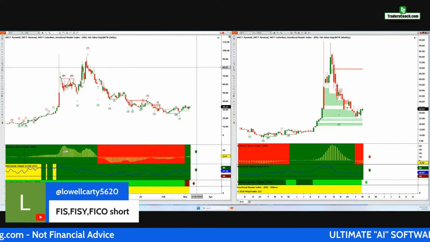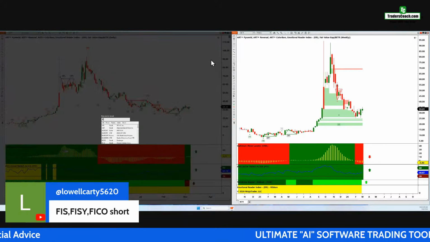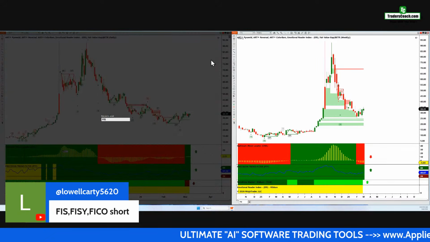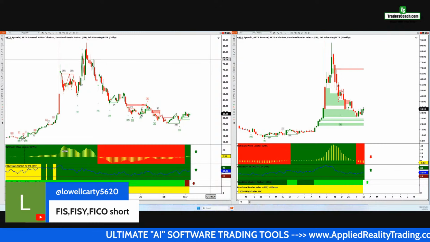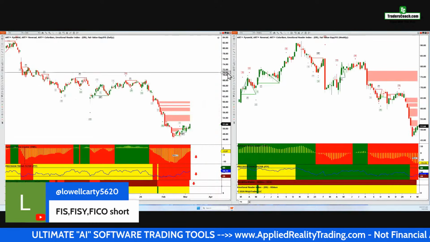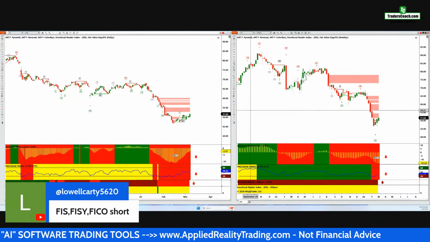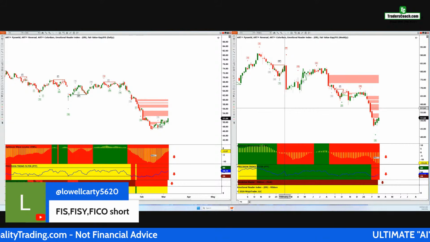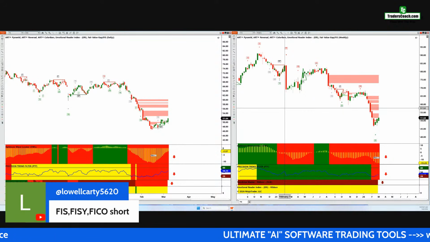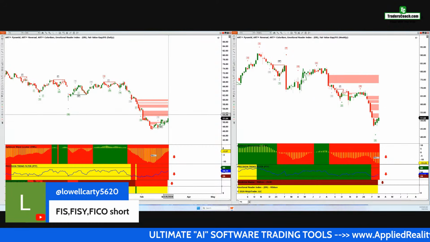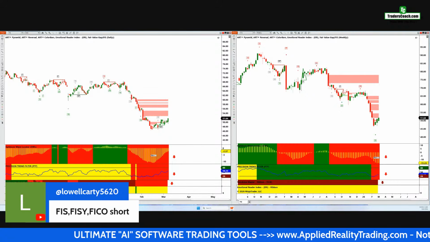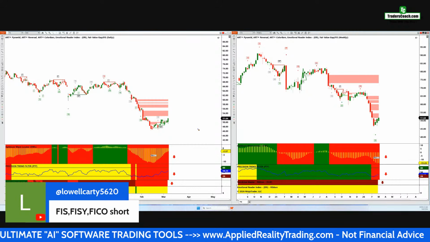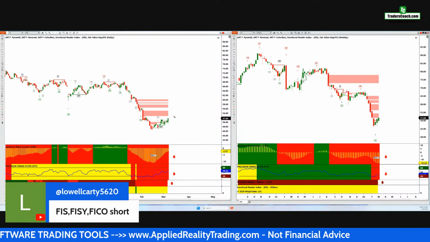All right, so let's see what we got. FIS. Okay, so let's check out FIS here. Red PTF. So you're looking for a short here. We'll probably get up into this fair value gap here. Let's see how far it goes up. But I love the short. Okay, I'm agreeing on the short.